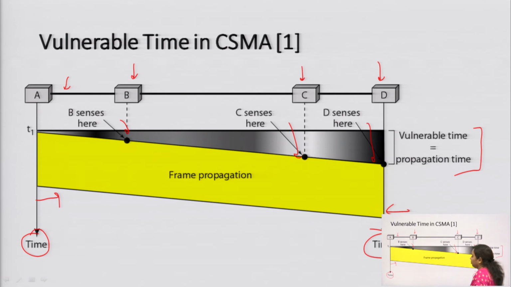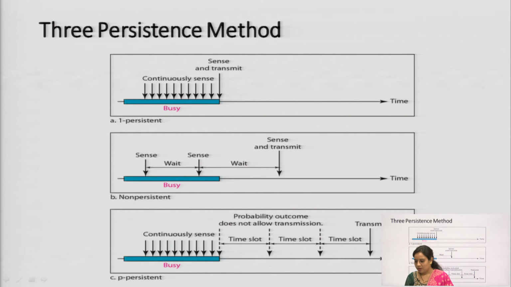So, this is the one reliable time in the CSMA which has been shown over here. Now, next are the three persistent methods which are being shown in this slide. There are three different types of persistent methods. First one is the one persistent, second one is the non persistent and third one is the p persistent method.